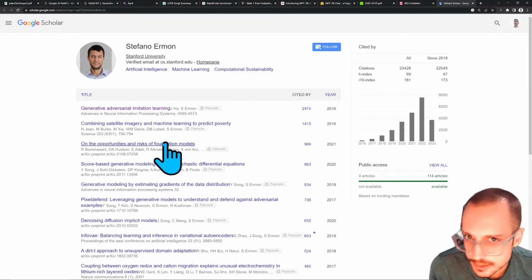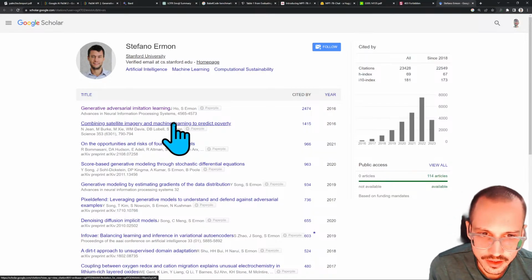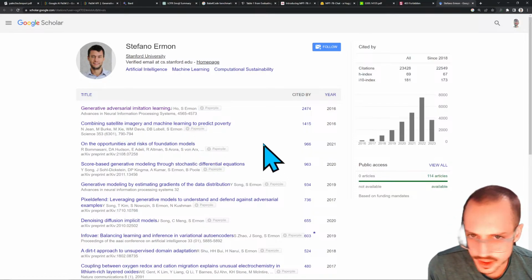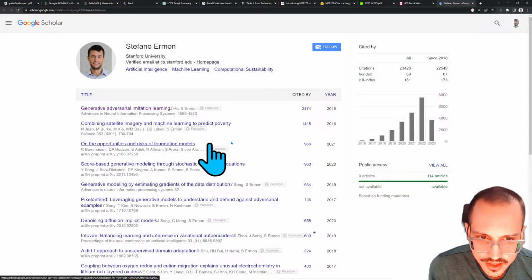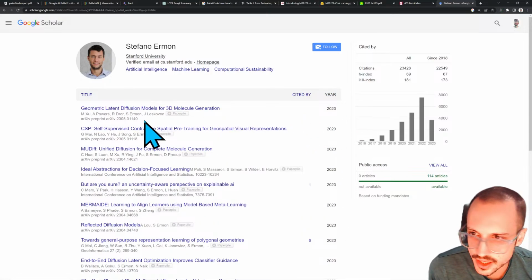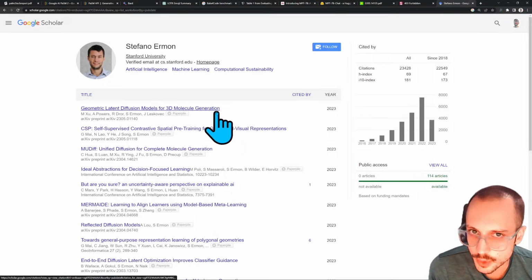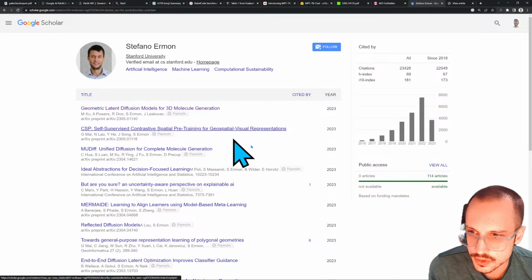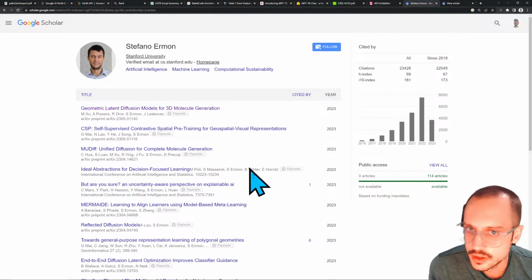Pretty cool. What other papers does he have? Combining satellite imagery and machine learning, on the opportunities and risks of foundation models. What is he working on now? Geometric latent diffusion models for 3D molecule generation. Ooh, some bio stuff here. That's kind of cool.